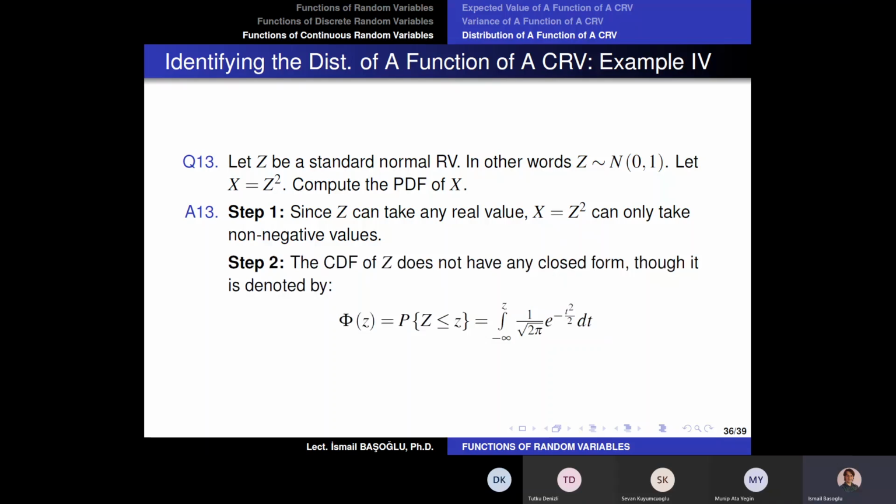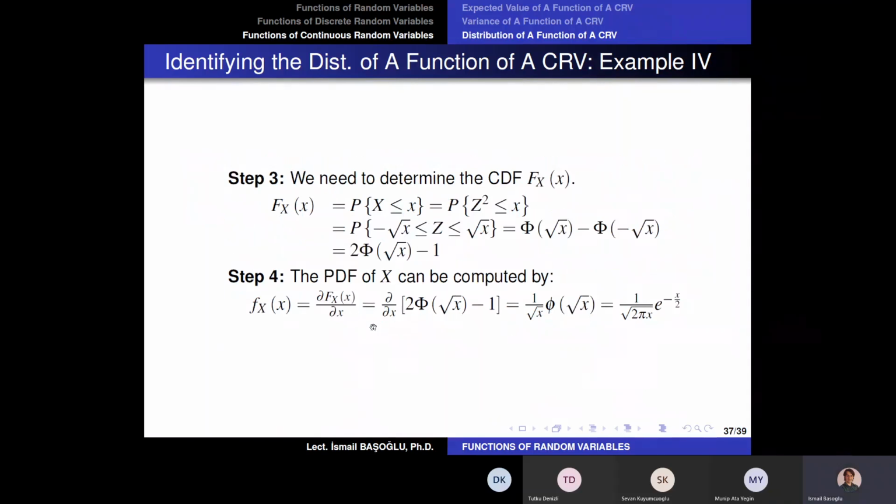Step 2. We need to determine the CDF of Z. However, the CDF of a standard normal random variable cannot be computed in closed form, but we know that it has the solution of that integral. Okay? It does not have any closed form, but it is denoted by phi Z, phi at Z.